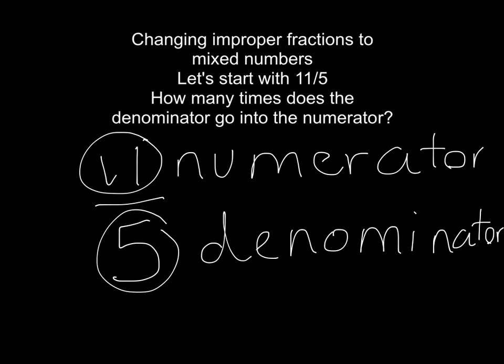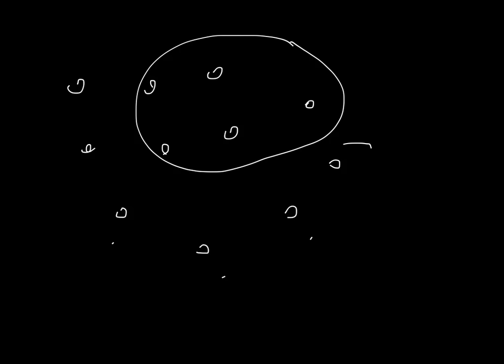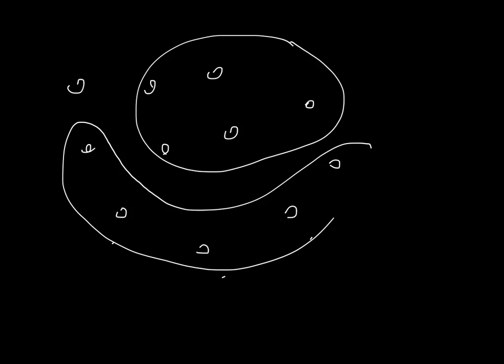So we have to find out how many times the denominator goes into the numerator. So if we have 11 things, 1, 2, 3, 4, 5, 6, 7, 8, 9, 10, 11, we've got to work out how many times 5 goes into 11. So let's make some groups of 5. There's one, and there's one all the way there. Oh, that's 2 groups of 5 with one left over. 1/5 left over.